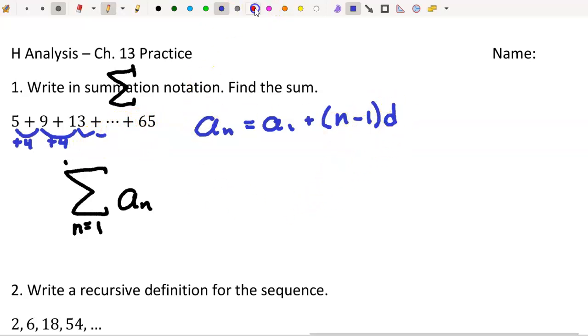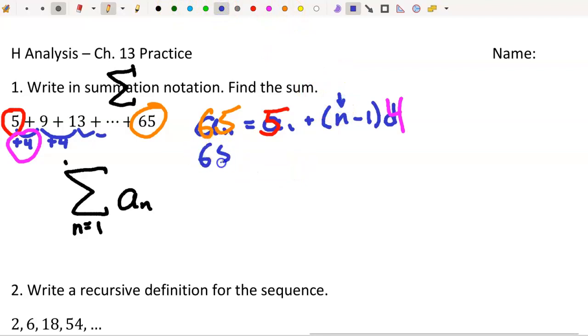So let's plug in what we know. We got 5 for a sub 1. We know our difference is 4, so put that in there. And our a sub n, which is our last term, we know what that is, so we can plug that in. So 65 is our last term. Now we have everything filled in except what we're trying to figure out, n. So just solve this. We have 65 equals 5 plus 4n minus 4.